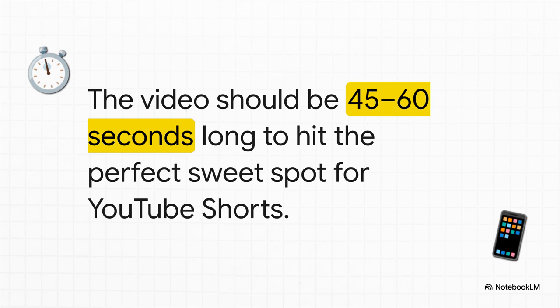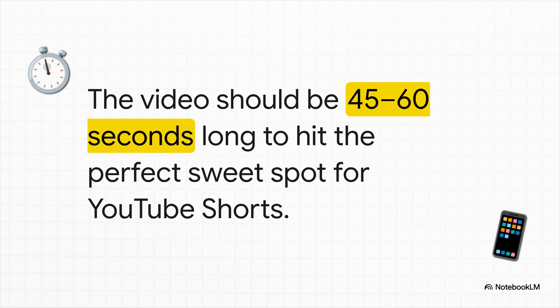Right out of the gate, the prompt throws down a rigid, punchy time frame constraint. It explicitly demands a length of 45 to 60 seconds. And by setting this exact boundary first, which by the way is the absolute sweet spot for YouTube Shorts, the AI is essentially forced to prioritize pacing.